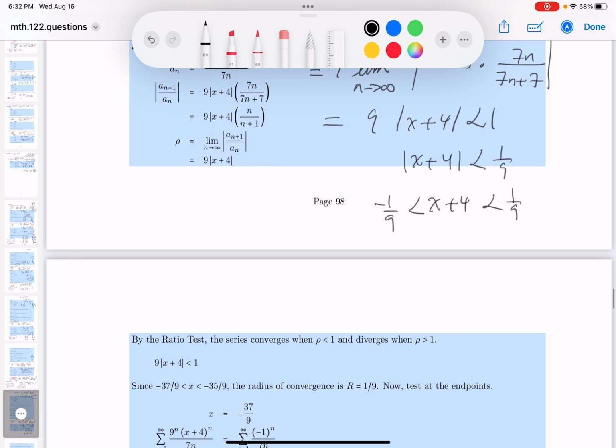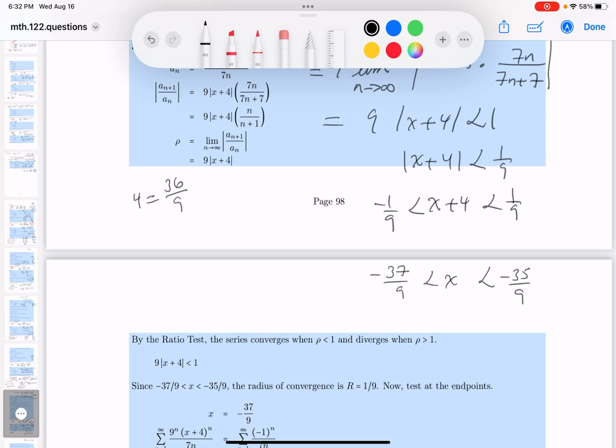What I'm going to do now is subtract 4 from all sides. I want to point out 4 is the same thing as 36 over 9. So what are you going to get? Minus 37/9. I'm subtracting 4 from both sides, by the way. And then you're going to get minus 35/9.